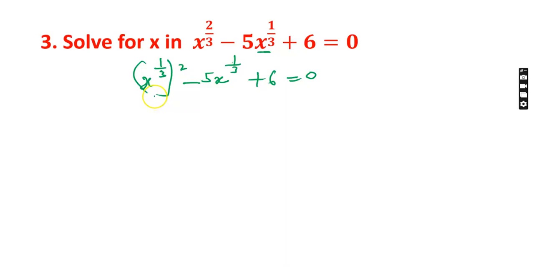So you can see that x raised to the power 1 over 3 is there, x to the power 1 over 3 is there. So I will say let x raised to the power 1 over 3 be equal to, let me use k. So this will be k squared minus 5k plus 6.